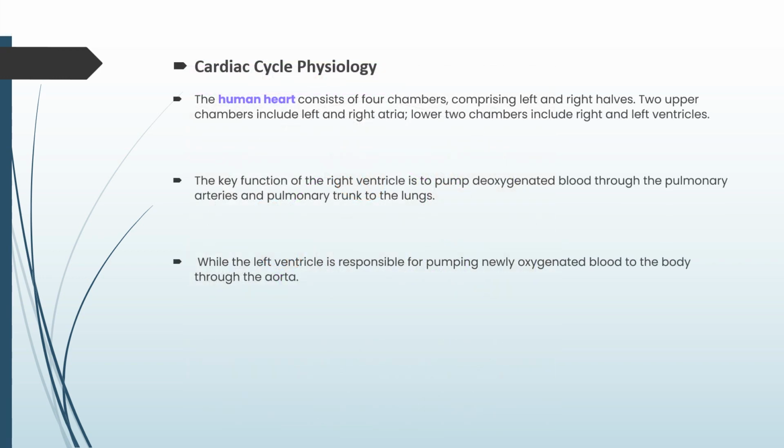Cardiac cycle physiology. The human heart consists of four chambers comprising left and right halves. Two upper chambers include left and right atria. Lower two chambers include right and left ventricles. The key function of the right ventricle is to pump deoxygenated blood through the pulmonary arteries and pulmonary trunk to the lungs, while the left ventricle is responsible for pumping newly oxygenated blood to the body through the aorta.